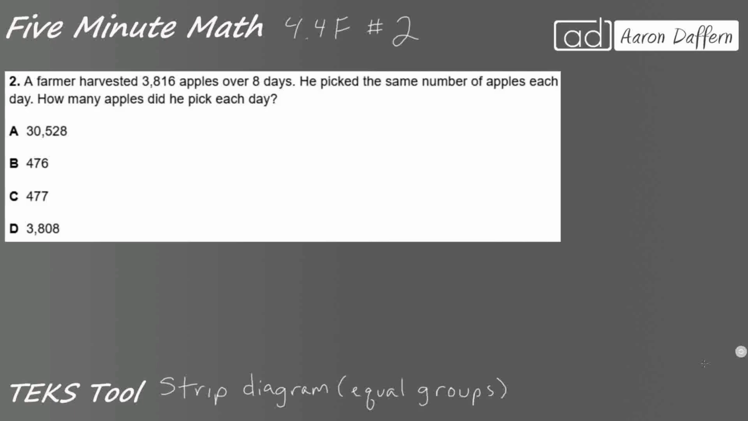Today we are looking at the TEKS tool strip diagram. We are working with equal groups with a problem related to TEKS 4.4f, and we will solve it in 5 minutes or less. If you haven't done so already, please go ahead and take a moment to pause the video, work this problem out on your own, unpause it, and we will look at our answers together.